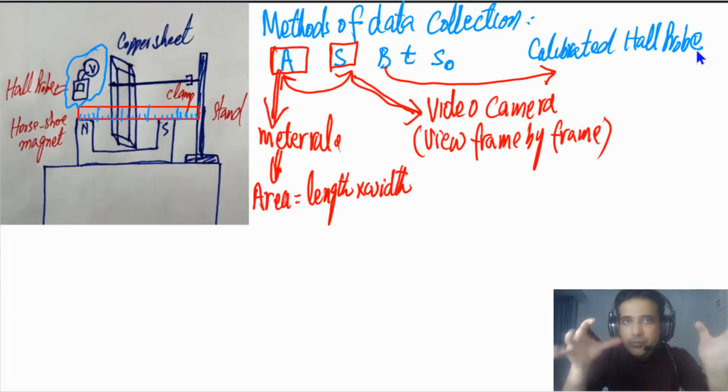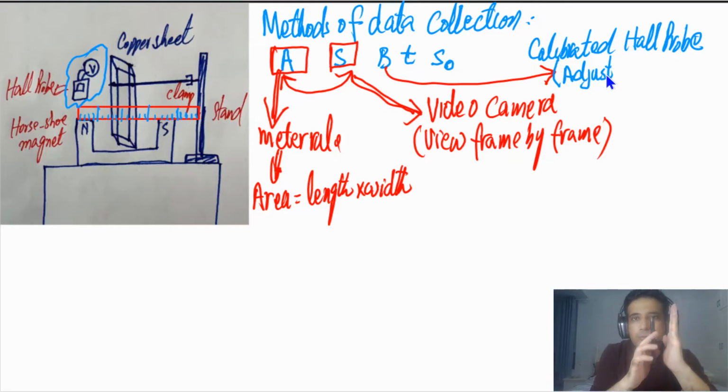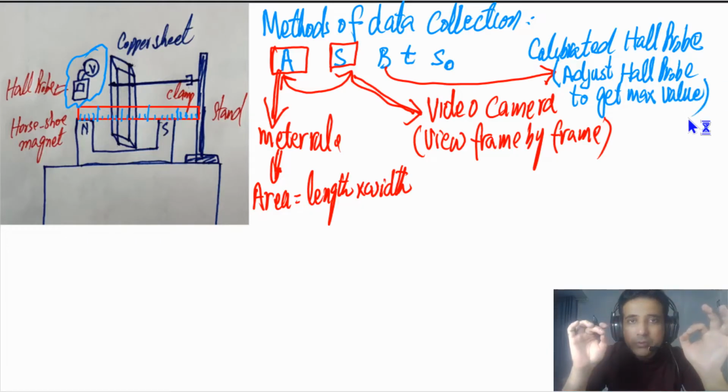When we talk about a calibrated Hall probe, you always need to say: adjust the Hall probe to get the maximum value. Adjust means you will adjust the orientation of the Hall probe. For example, this is the magnetic field. First of all, your Hall probe, let's say, is placed like this. So you will adjust the Hall probe. Where the value of the Hall probe is maximum, you will start from there. So simply you can say: adjust the Hall probe to get the maximum value. You will start at the maximum value. For the Hall probe, you can talk about this point every time you mention a Hall probe in your questions. You will get 1 mark for that.